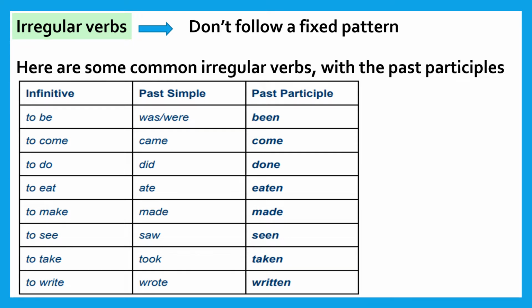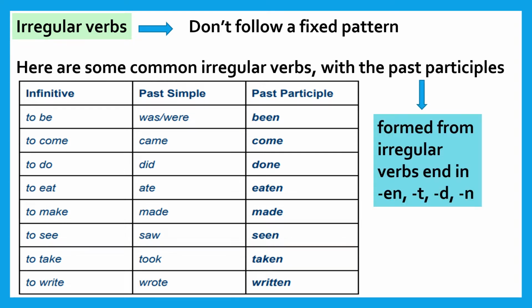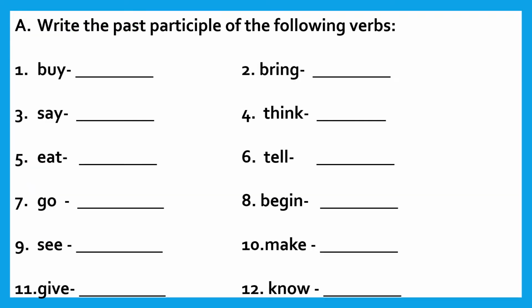The words that come in the past participle, they are formed from irregular verbs that end in en, t, d and n. That means the irregular verbs that are past participles always end with an en, t, d or n.